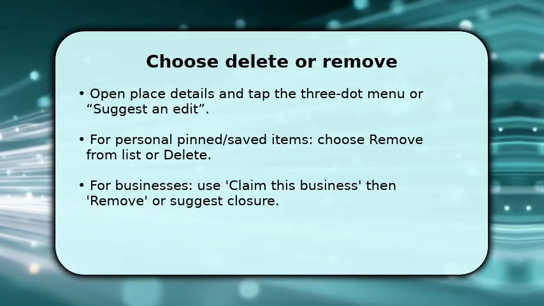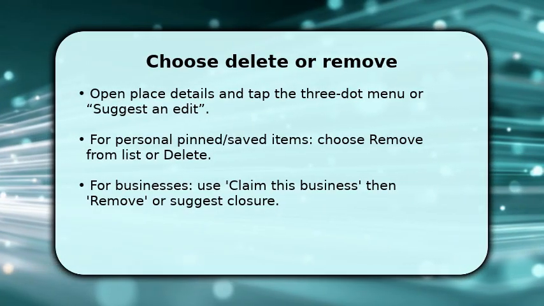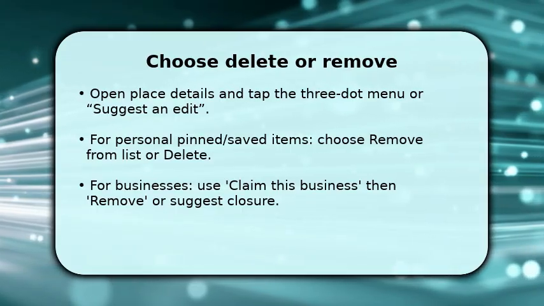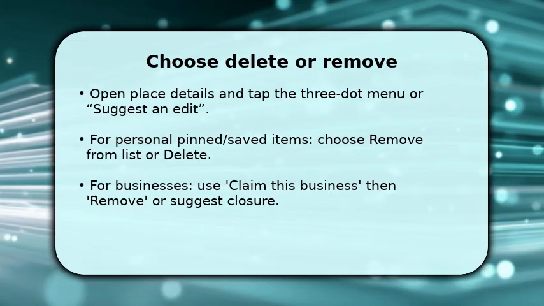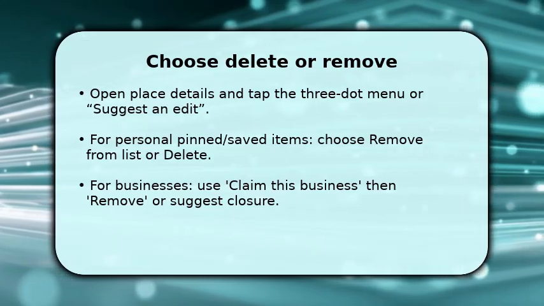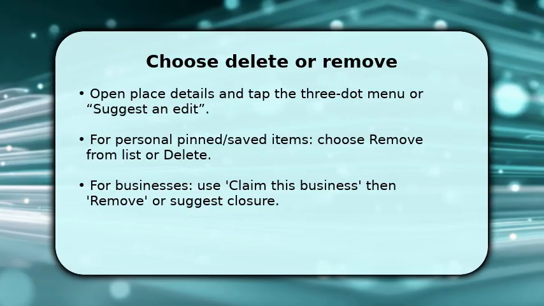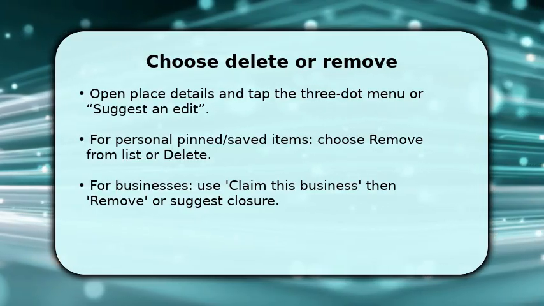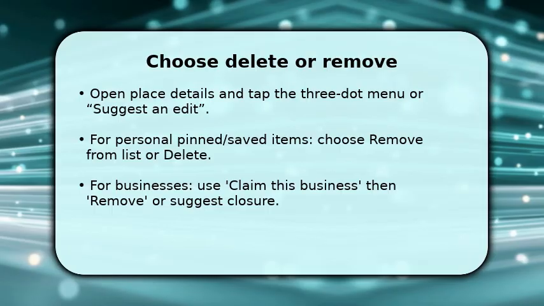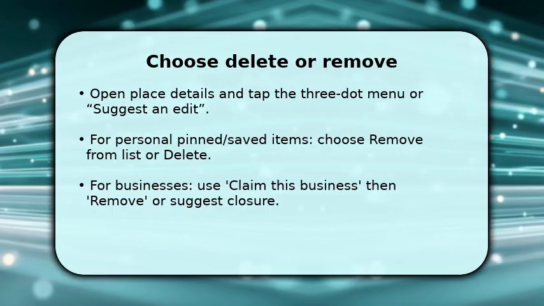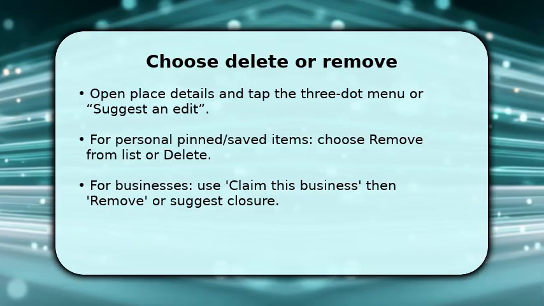If it's a saved or pinned personal entry, pick Remove from List or Delete. This removes it from your Maps view. For business you own, claim it first if necessary, then use the Manage or Remove options. Otherwise, suggest the place is permanently closed or doesn't exist. Make sure you follow prompts and confirm each action to submit changes.